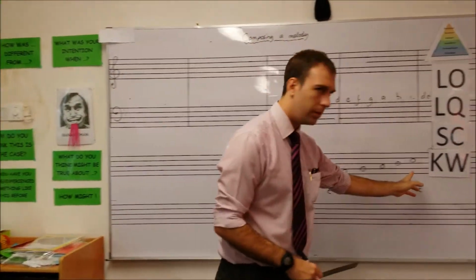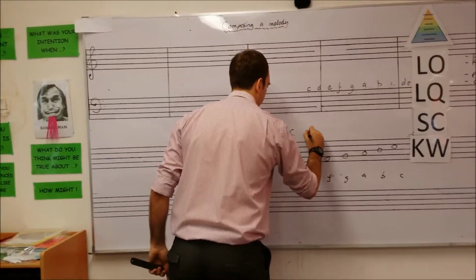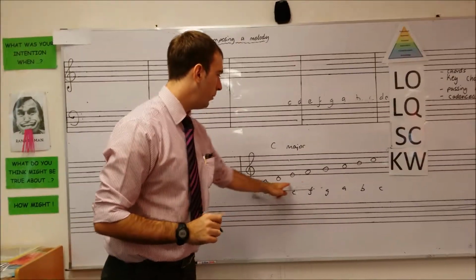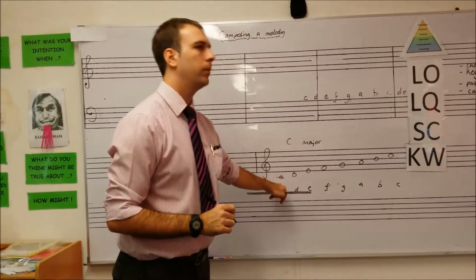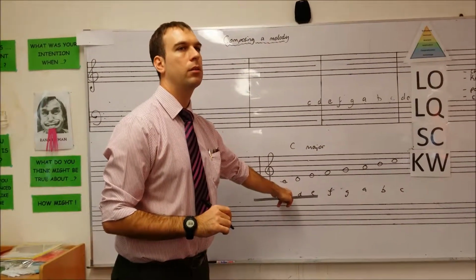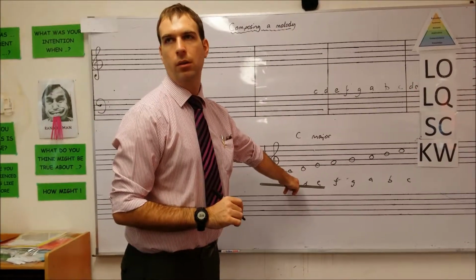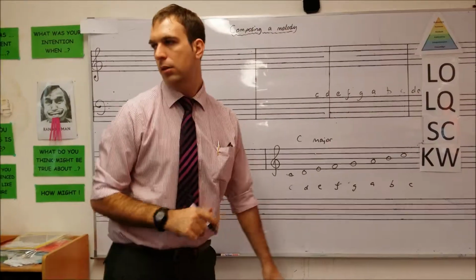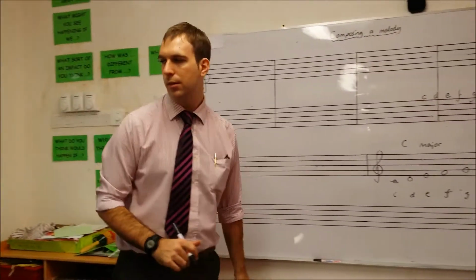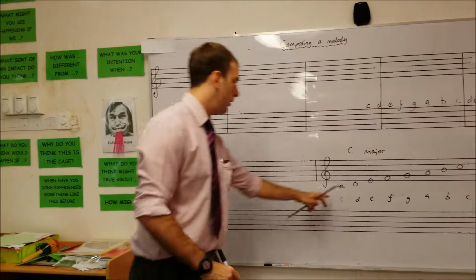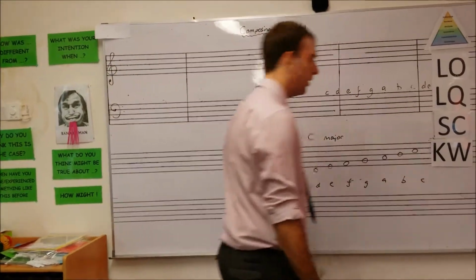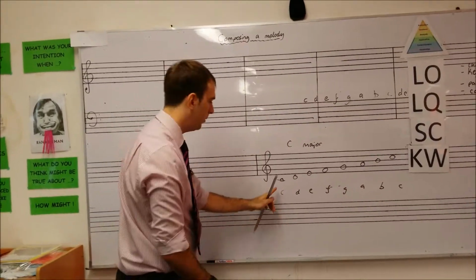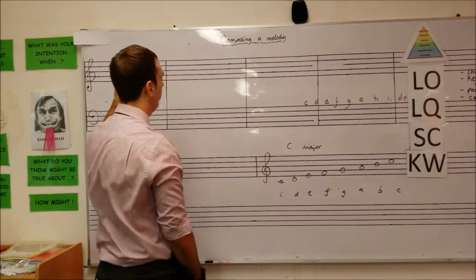Here is a C major scale. C major. Do, re, mi, fa, sol, la, ti, do. I'm going to play C, G. C major scale. So this is going to be the basis for the melody. In other words, we're going to use these notes. I'm going to put them in here.